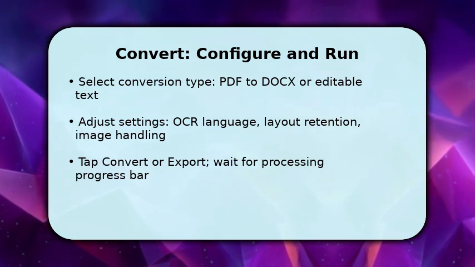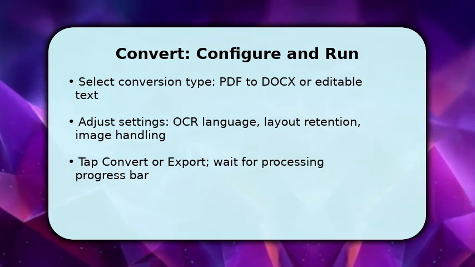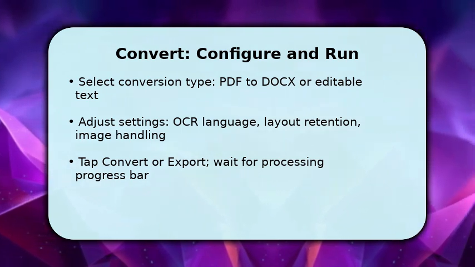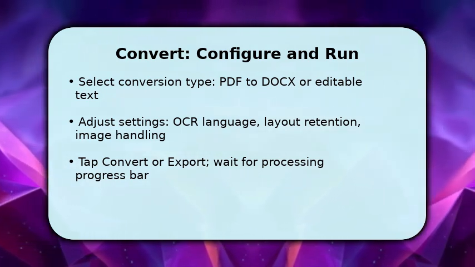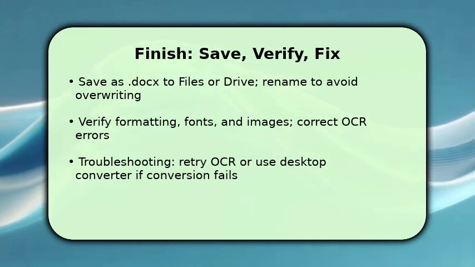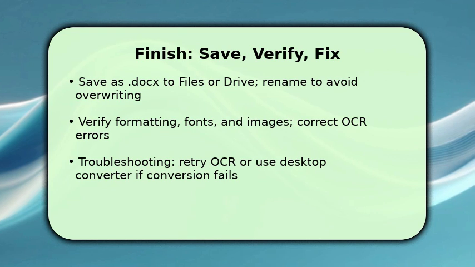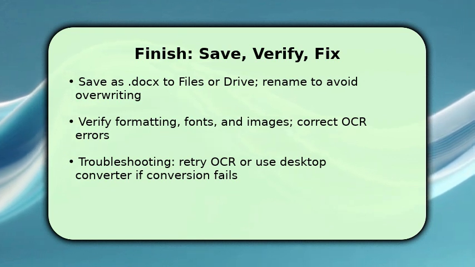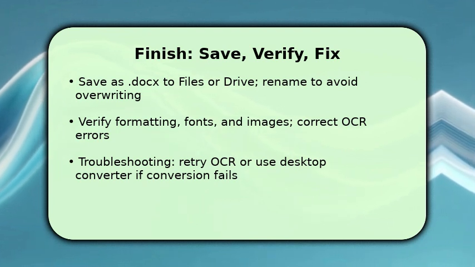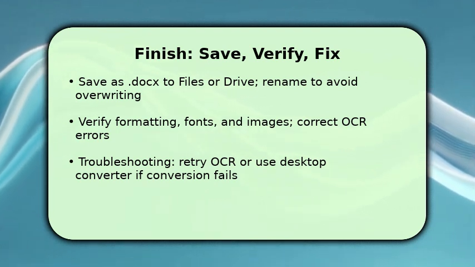Larger files take longer. If using the Word app, open the converted file and let Word run its reflow. Make sure to check formatting in the preview, so you catch issues early. You finish by saving the converted document as a docx in Files or Drive, renaming it to keep the original PDF. Open the Word file and scan pages for layout shifts, missing fonts, or OCR mistakes.